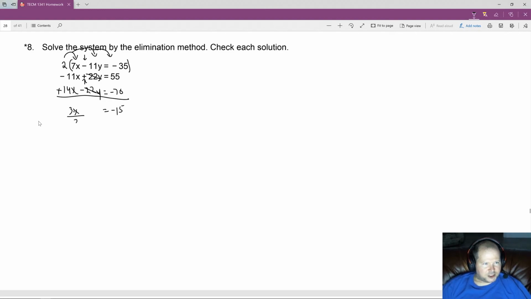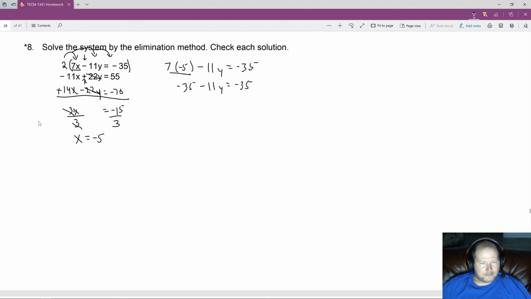I undo the multiplication of x by 3 by dividing by 3. Whatever I do to one side, I do to the other. Negative 15 divided by positive 3 is a negative 5. Then I would plug the negative 5 back into one of the original equations. Doesn't matter which. I'm going to do the first one because why not? So we say 7x, so 7 times negative 5, minus 11y is equal to negative 35. So 7 times negative 5 is a negative 35, minus 11y is equal to negative 35.